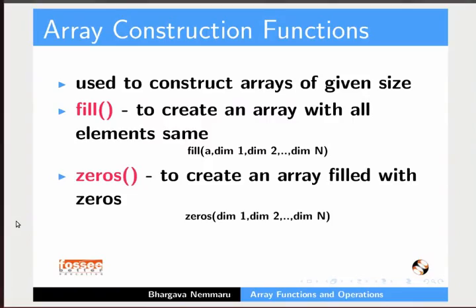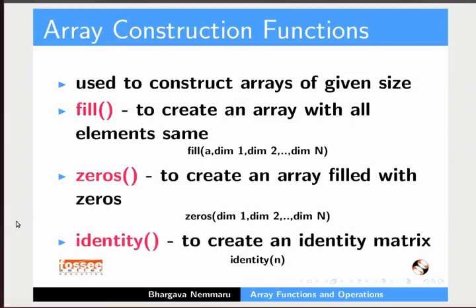Syntax for zeros function is as shown. Arguments represent the size of each dimension of the array. Identity function creates an identity matrix. It takes one argument that represents the size of both dimensions.